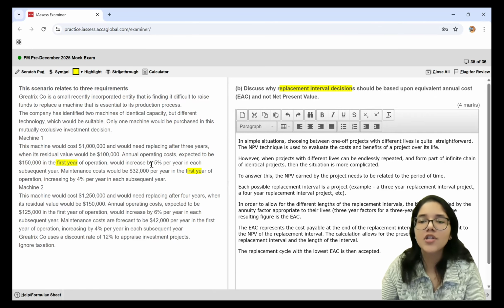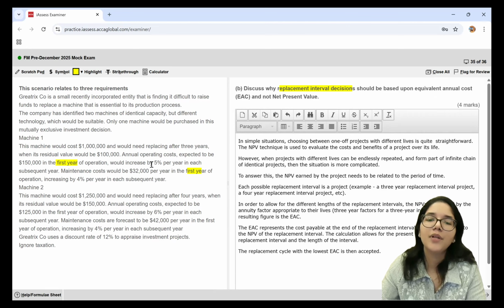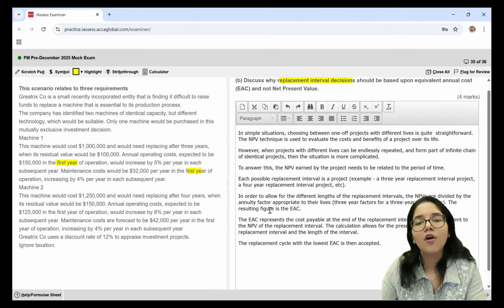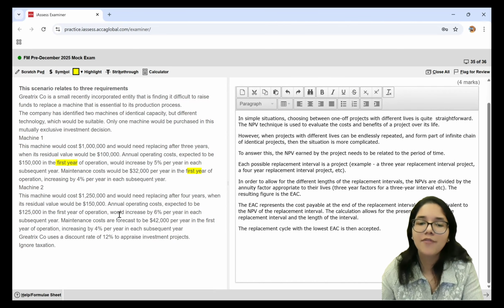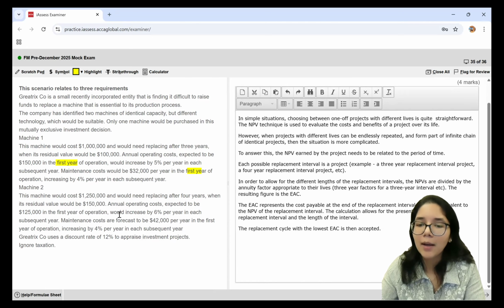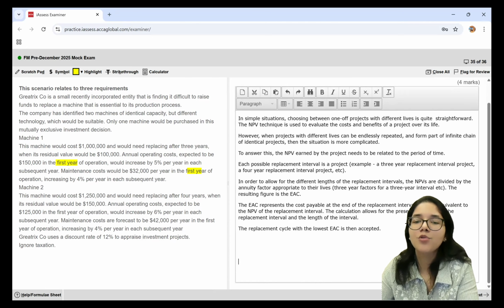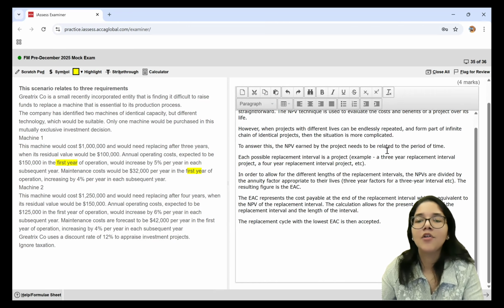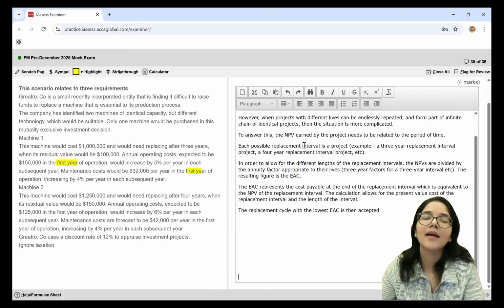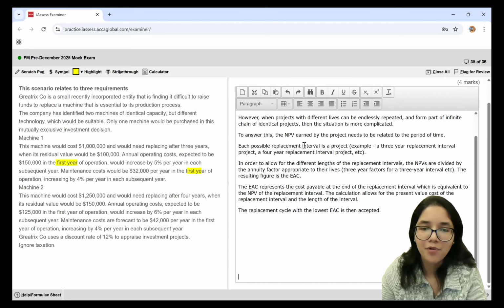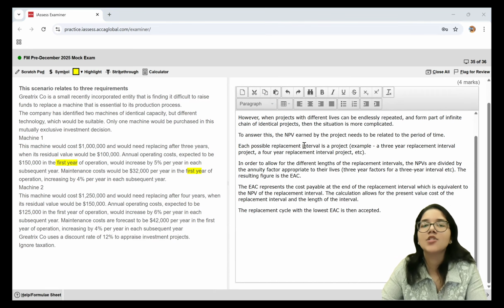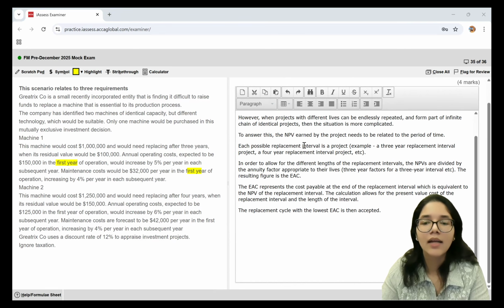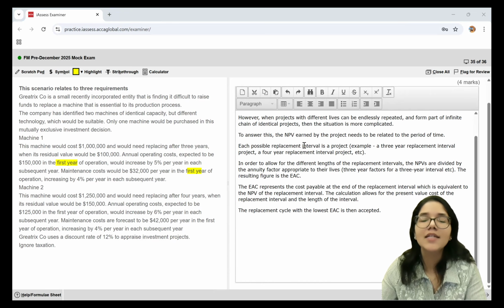If it's a one-off project which has different lives, then the straightforward technique is going to be to use the NPV, find out the cost, find out the benefits, and then choose whichever is going to be more beneficial for the company. But when it comes to projects which we can repeat endlessly and they are a chain of infinite projects, then in that case, the situation gets a little bit more complicated and I can no longer simply use the NPV technique. So what I do over here is, to answer this, I first work out the NPV.